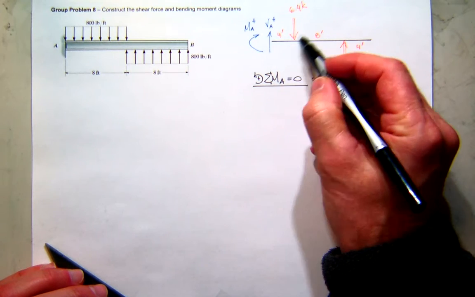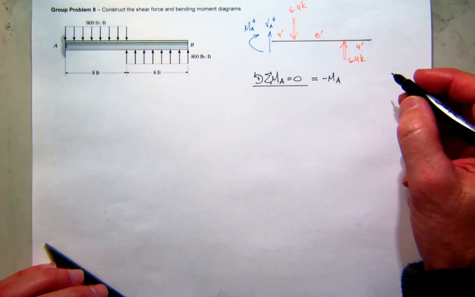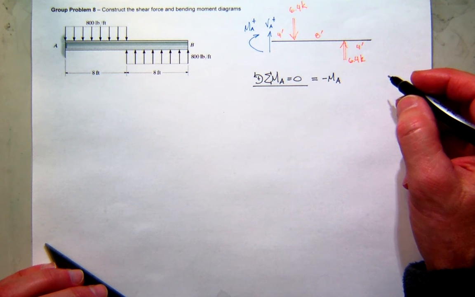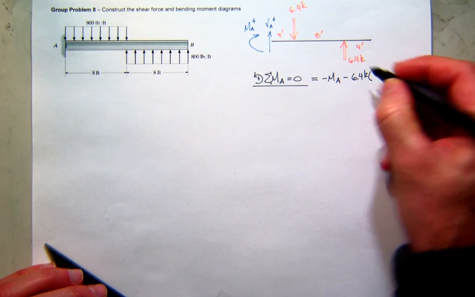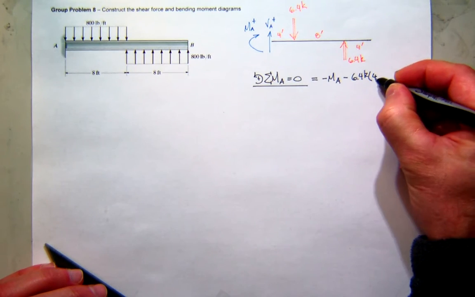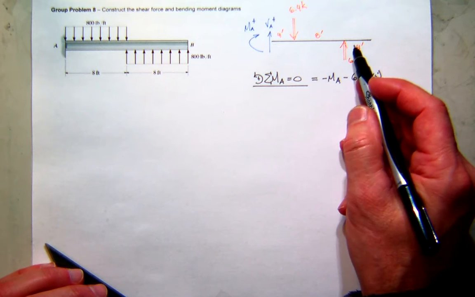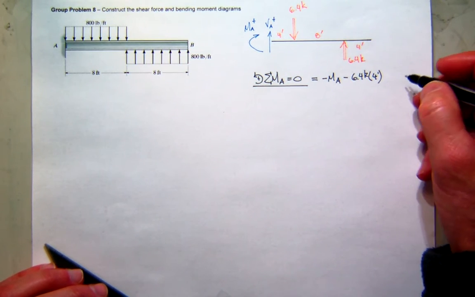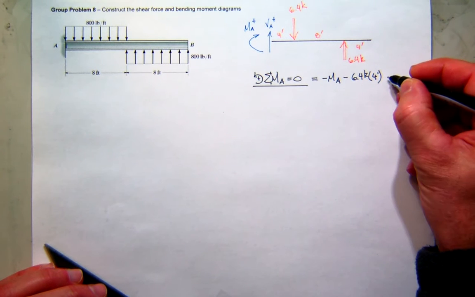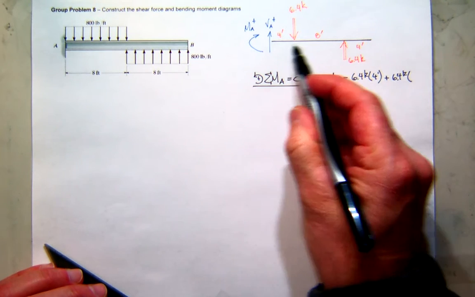And about A, the first 6.4, the one that's going down, what kind of moment does that create? Positive or negative? Negative. So the force will be 6.4 kips, and the distance 4 feet. Now about A, this concentrated equivalent out here that models this distributed load is going to create positive or negative moment about A? Positive. The force is 6.4 kips, and the moment arm for that is 12 feet.